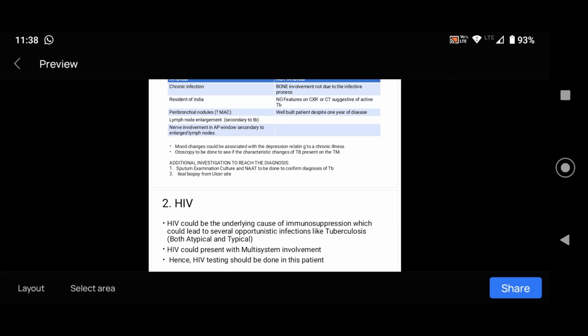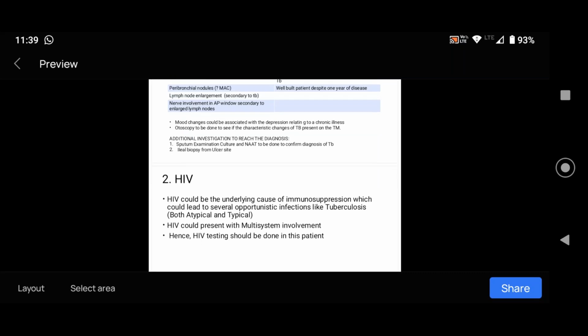The mood changes that were present, I attributed to the depression relating to a chronic illness. So it was an effect more than a cause here. And if you wanted to see whether hearing loss was attributed to TB or not, we should have done an otoscopic examination to see the characteristic changes of a TB otitis media. We would see multiple defects in the tympanic membrane, which could signify that the hearing loss could be attributed to TB.